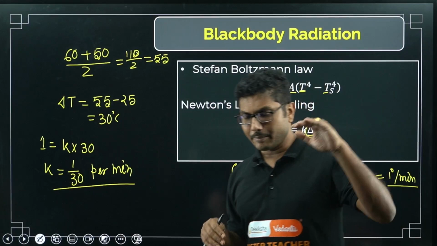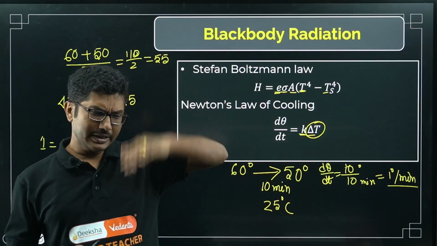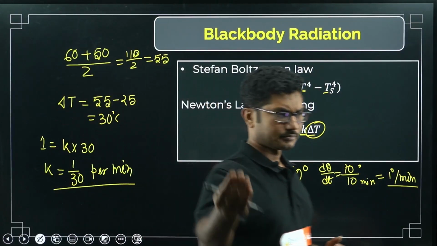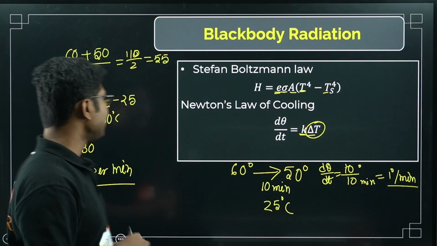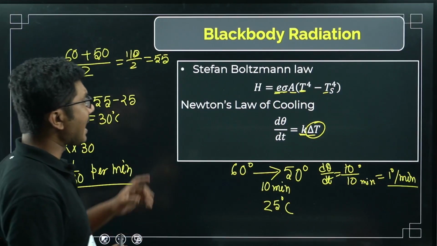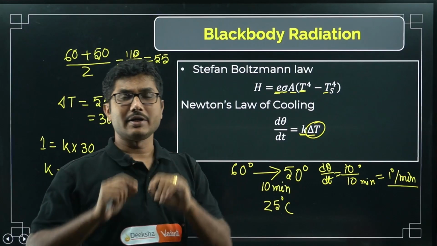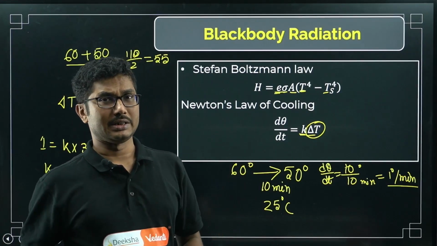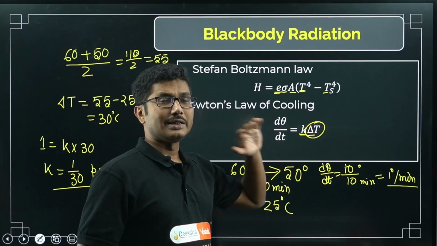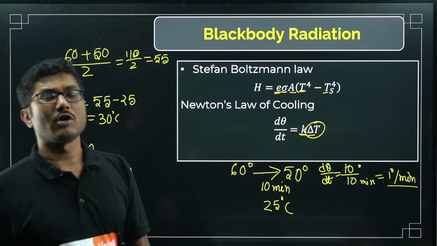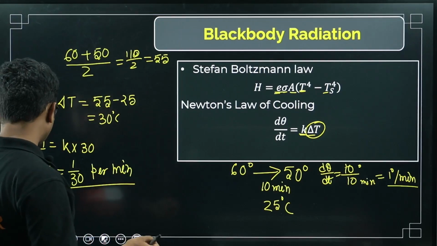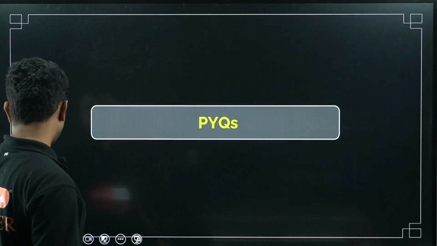Right? So as the temperature decreases, the rate of cooling down slows down. This is very important and you have to remember it. As the temperature decreases, the rate of cooling down decreases, so it takes a longer time to cool down. Basically, this relates to the rate of cooling down. We'll see some numericals from that in our PYQ section.